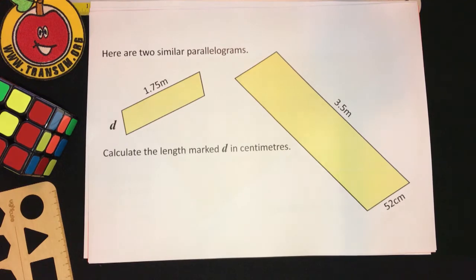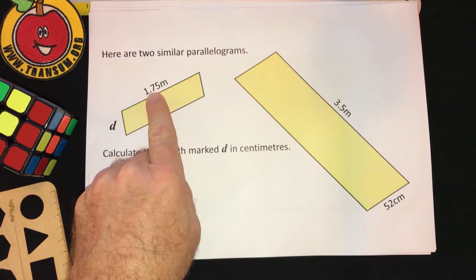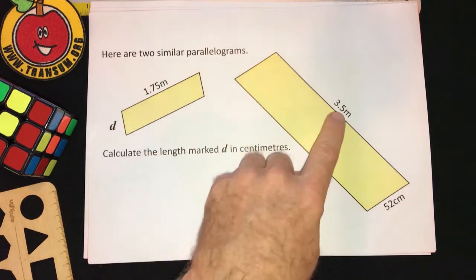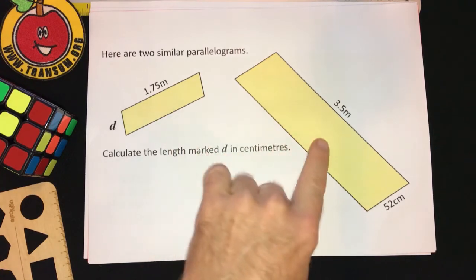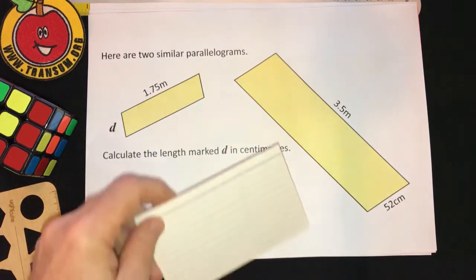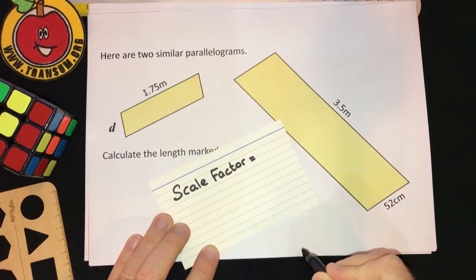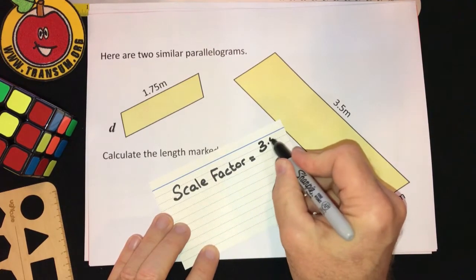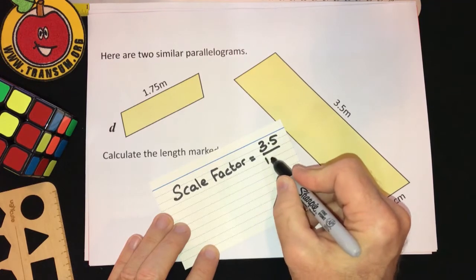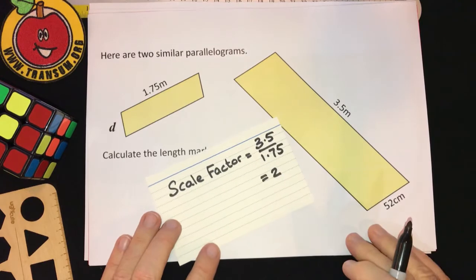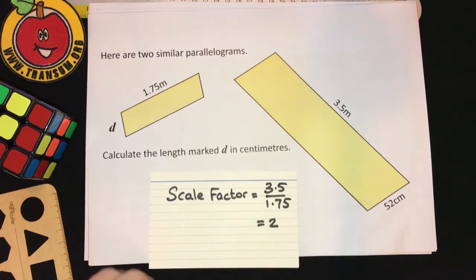Here are two similar parallelograms, and we can see corresponding sides here. The longer side, that's 1.75 and that's 3.5, both in meters. So the scale factor we can get by dividing the 3.5, the longer side, by the shorter side, which is equal to 2. So the scale factor is equal to 2.